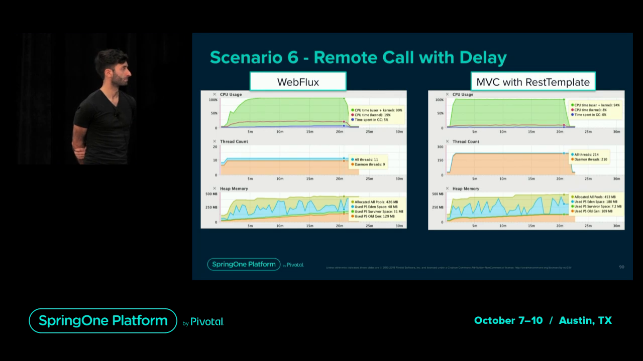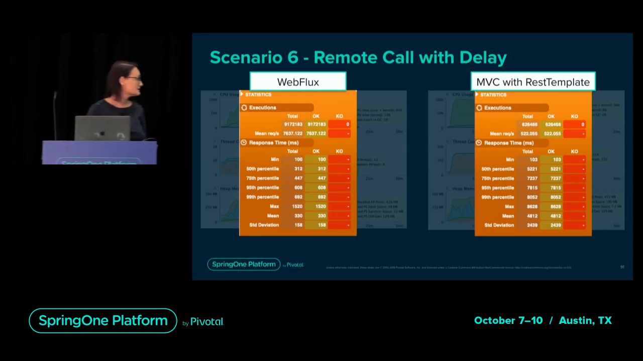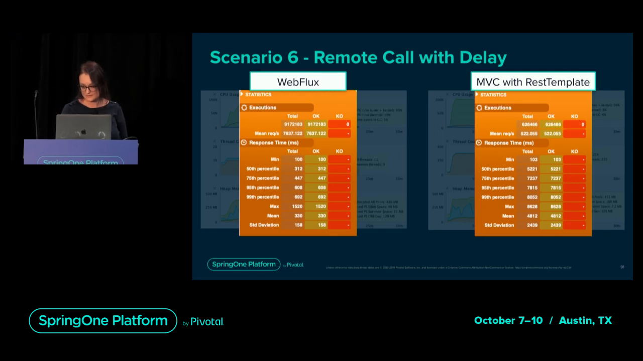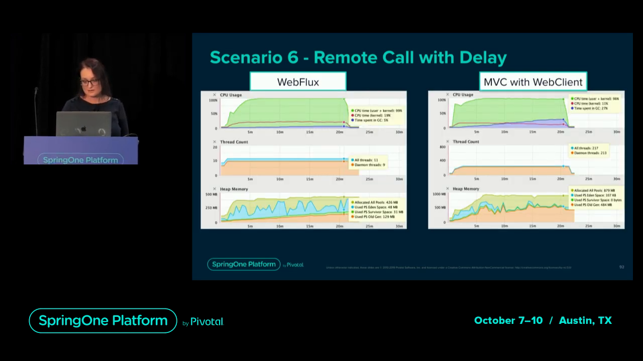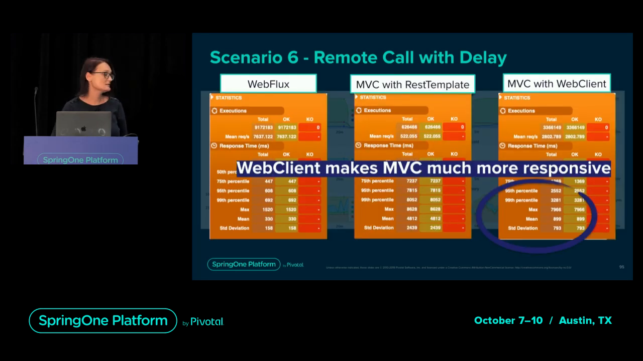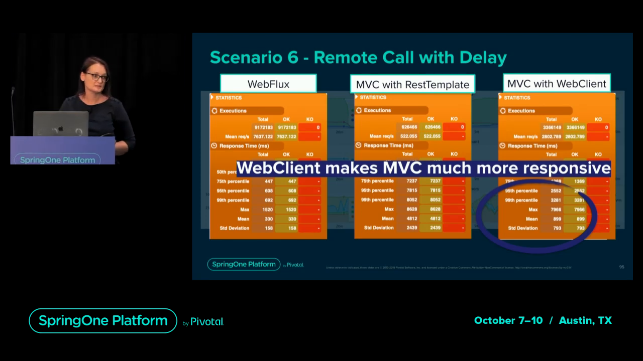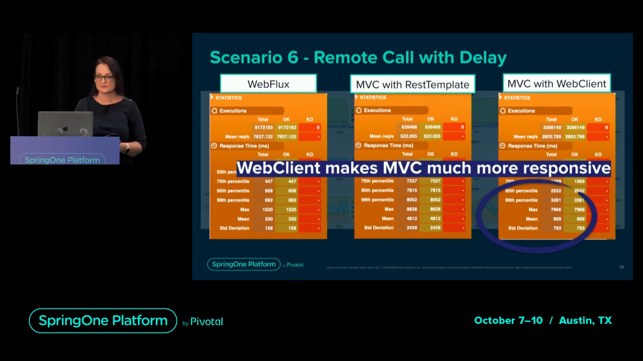And yeah, what we see is almost the same situation as the scenario without delay. With REST template, we are not able to serve as many requests as with WebFlux, and the response times are really not okay. With web client, again, we see increasing memory usage in the old generation. But in comparison with REST template, web client is again better when you use it for your remote calls.